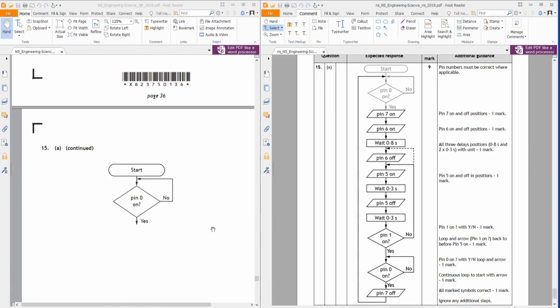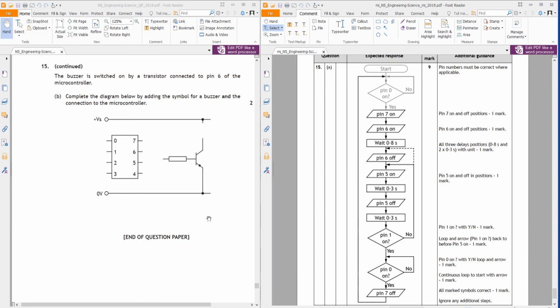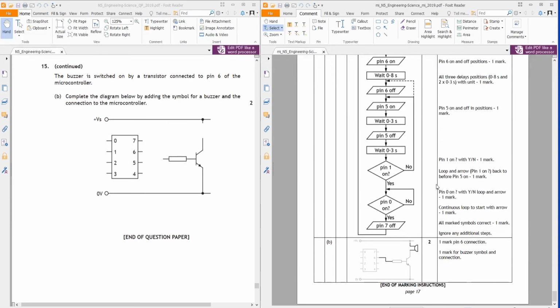Okay, there it is. This one wasn't so well done. It's pin 6, so it's just a line coming from pin 6 to the resistor, and then that's a symbol for a buzzer. That goes in at the end there. Right. And that's it. That's the whole paper covered.